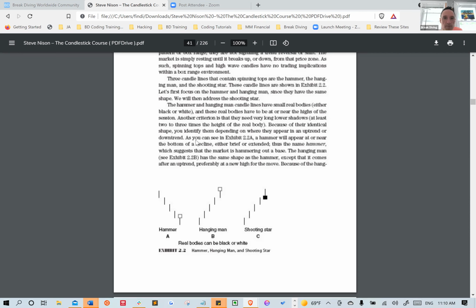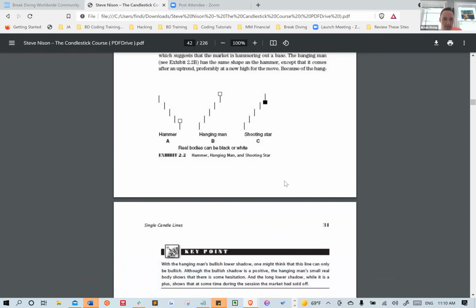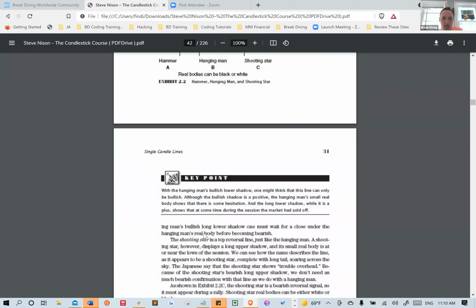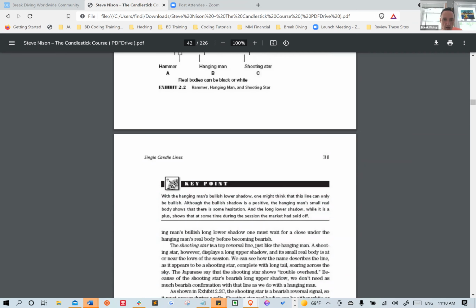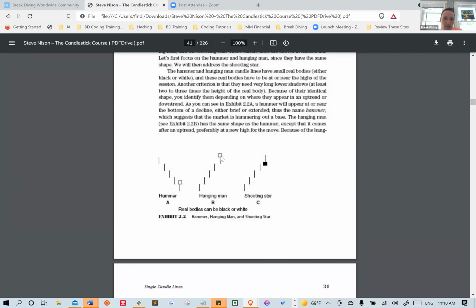Before, wait, it said they have to be at or near the high of the session. Okay, never mind. Because of the hanging man's bullish long lower shadow, one must wait for a close under the hanging man's real body before becoming bearish. A close under the hanging man's real body. So that means in the next session. Yes, next session, you should wait for that confirmation. If the close is below this body, then things might be becoming bearish.